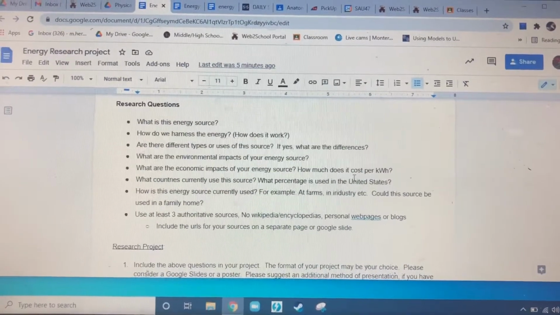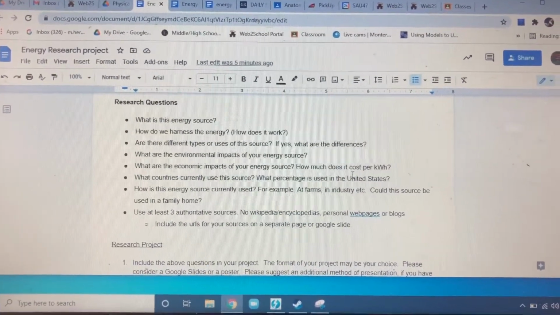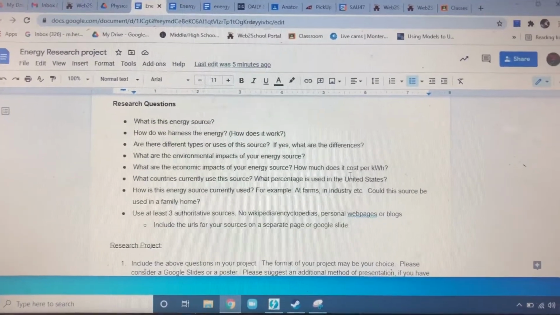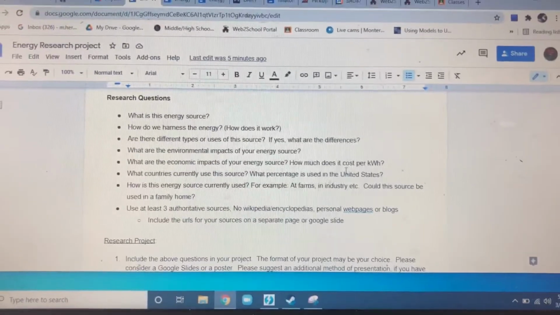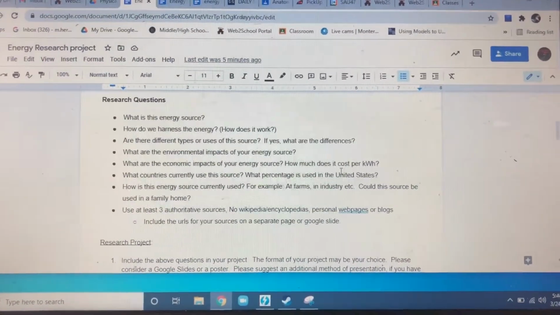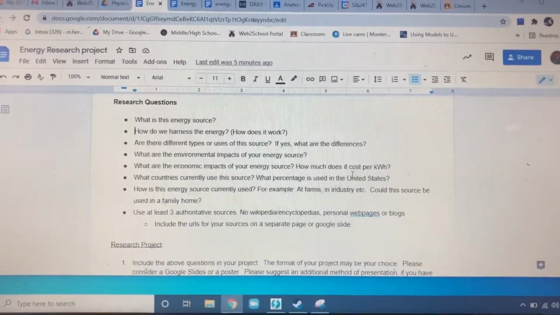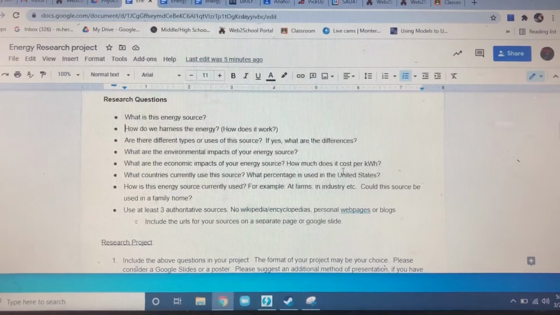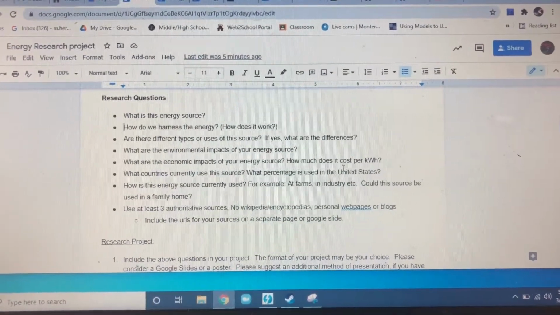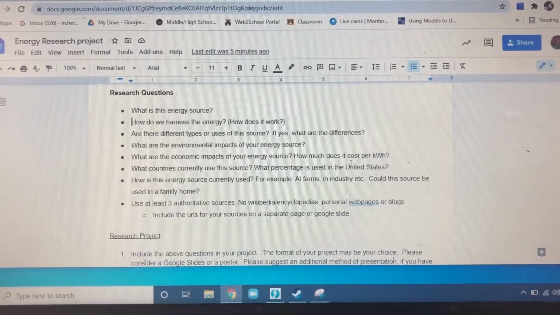Okay, what are the environmental impacts of your energy source? All of them have some sort of environmental impact. What is it? Find it. It's out there. Economic impacts. Maybe the thing you've chosen is really great for the environment, but it costs a ridiculous amount of money. So look into that sort of thing as well. This stuff is all out there on the internet, I promise.